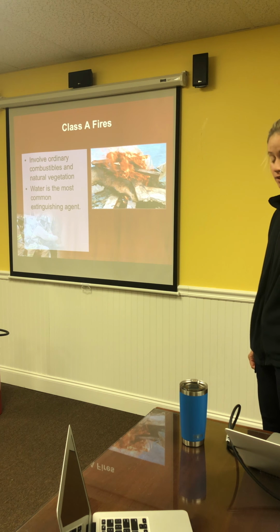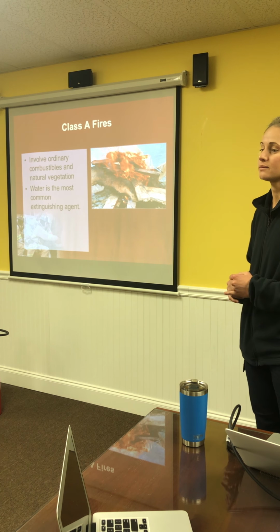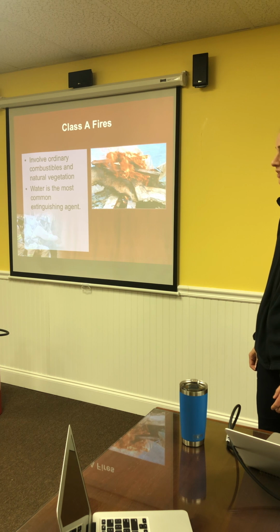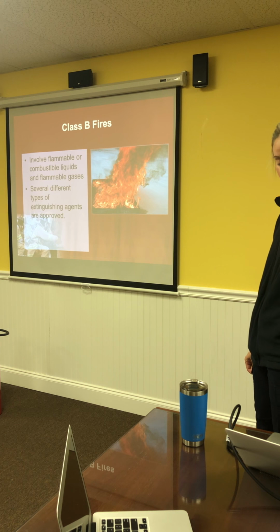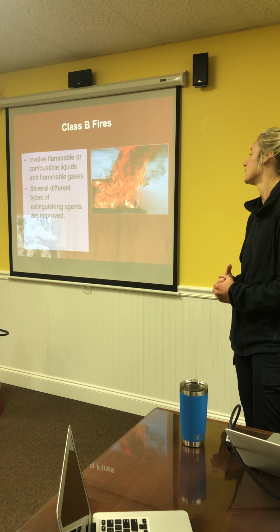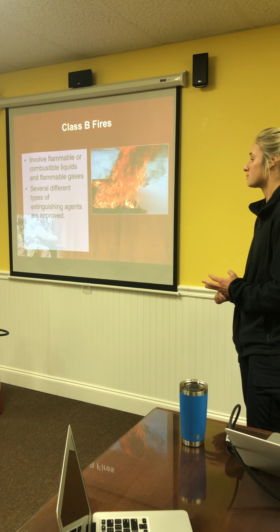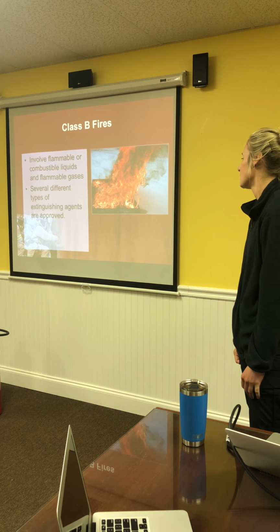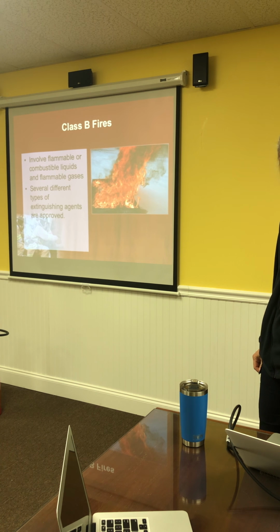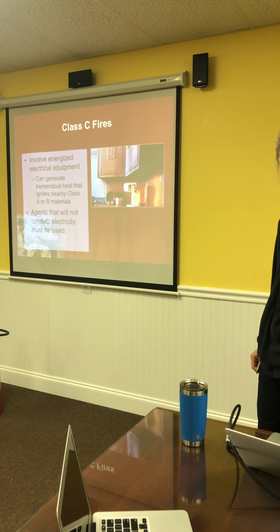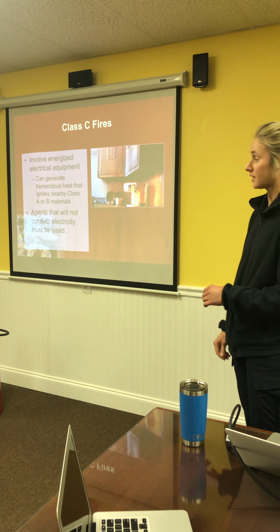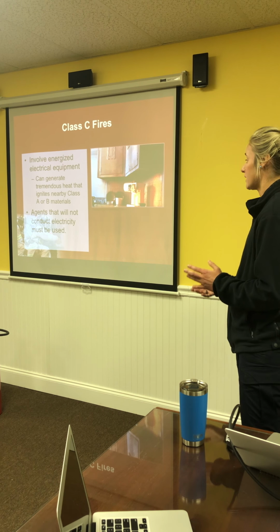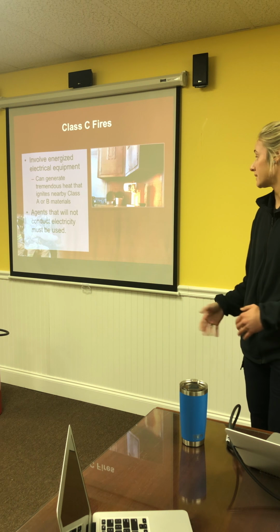Class A fires, they're ordinary combustibles, your wood, paper, some plastic. Water is the most common extinguishing agent. Class B fires involve flammable or combustible liquids, gases, oils, some lacquer paints, and there are different types of extinguishing agents for Class B fires. Class C fires involve energized electrical equipment, and you're wanting to use an agent that will not aid in the conductivity of electricity.